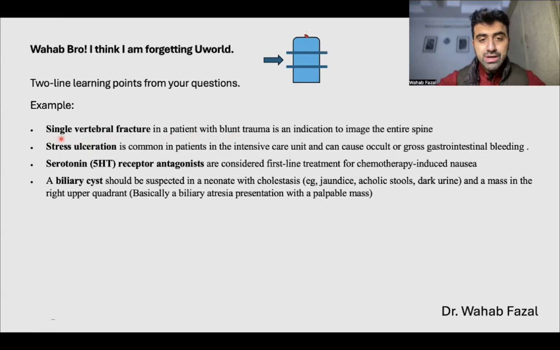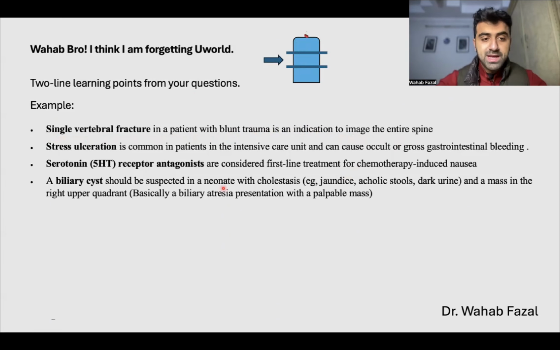You can pause the video and read all of the comments. I will just read one or two. A single vertebral fracture in a patient with blunt trauma is an indication to image the entire spine. Just that. I didn't write anything else because I know I can't read a lot of information in my last few days of the exams. So I just wrote this.